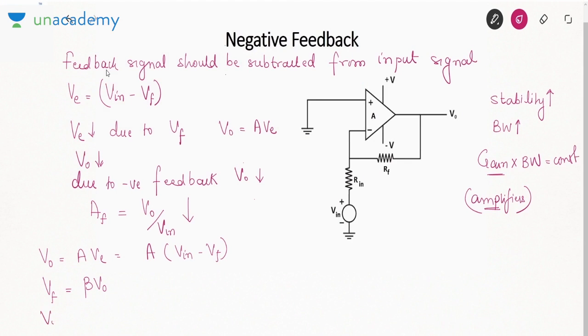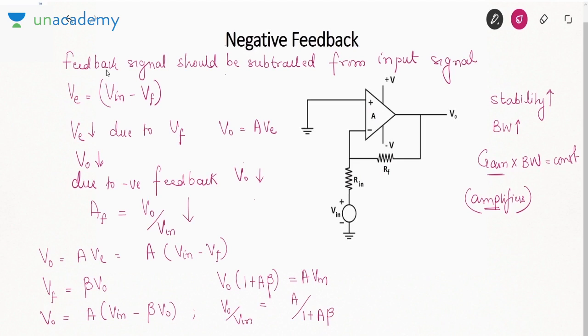So if you apply this in the above equation, A Vin minus beta V0. Collect the terms of V0 on the left hand side. It is equal to A Vin, which means this ratio of V0 by Vin, how much will it become? A over 1 plus A beta.